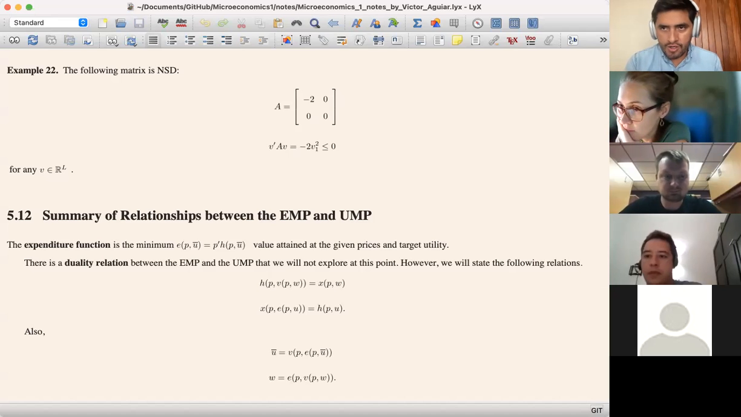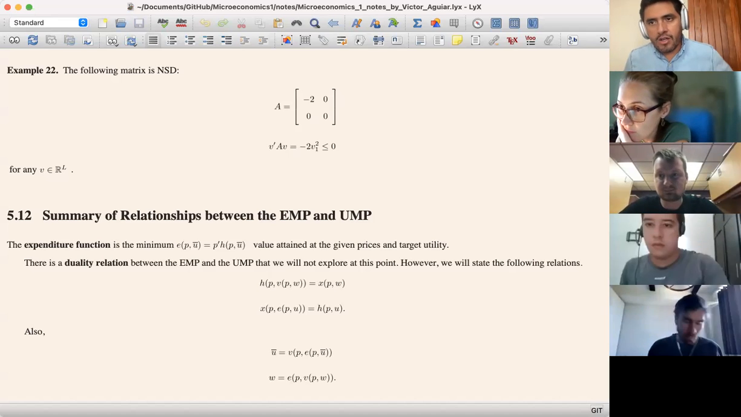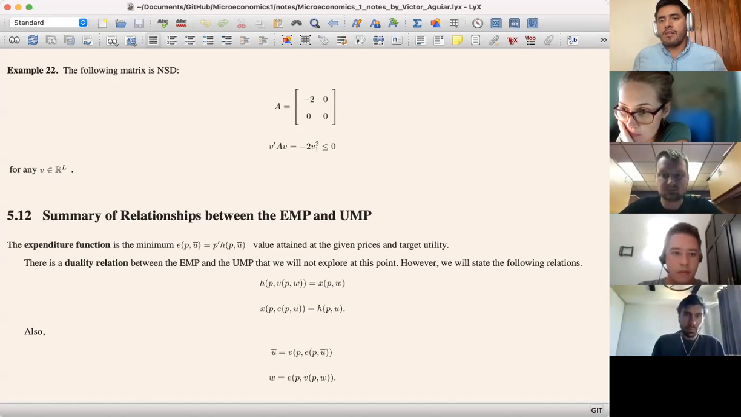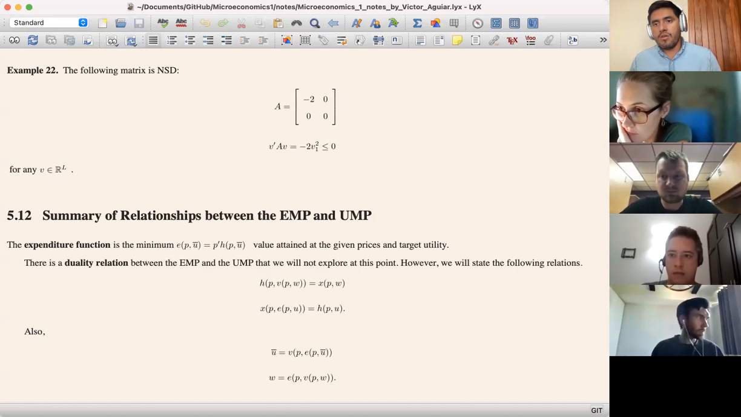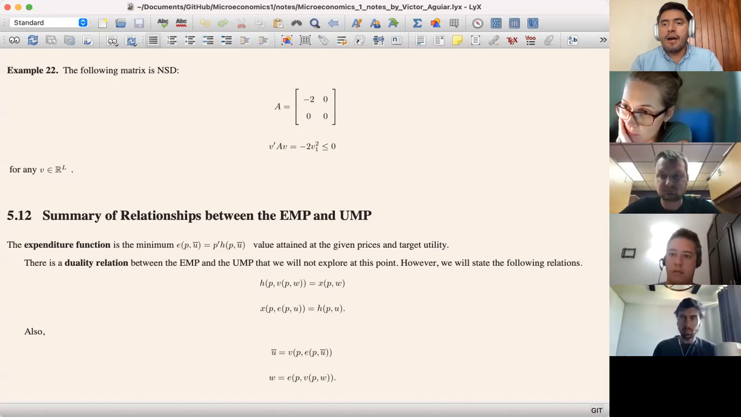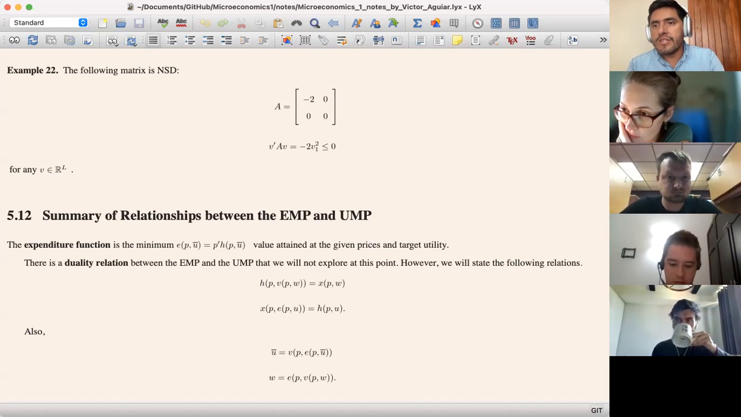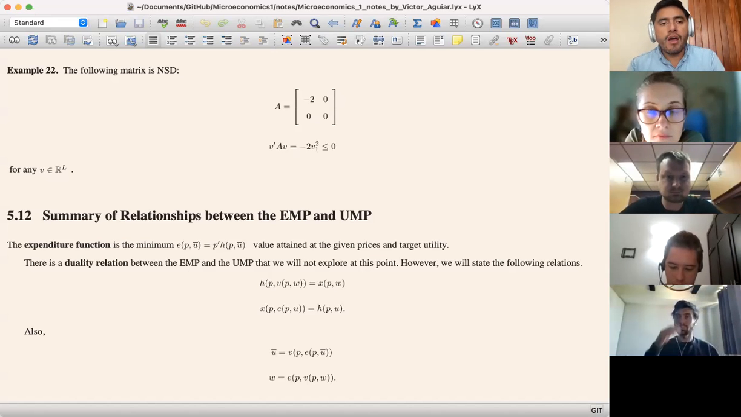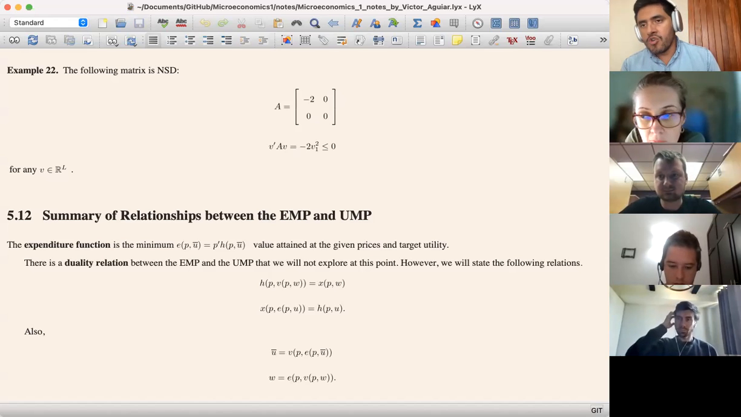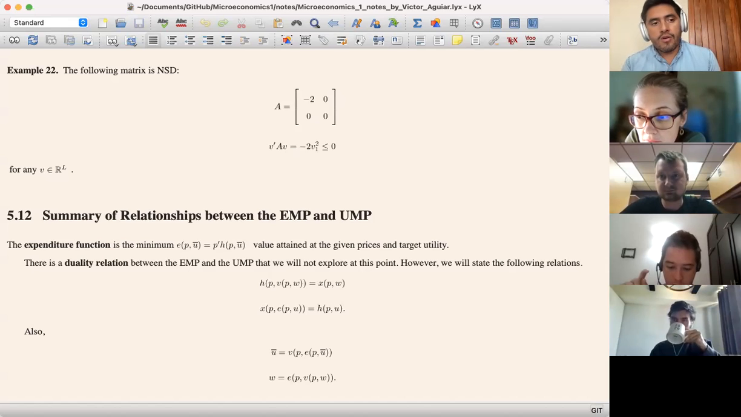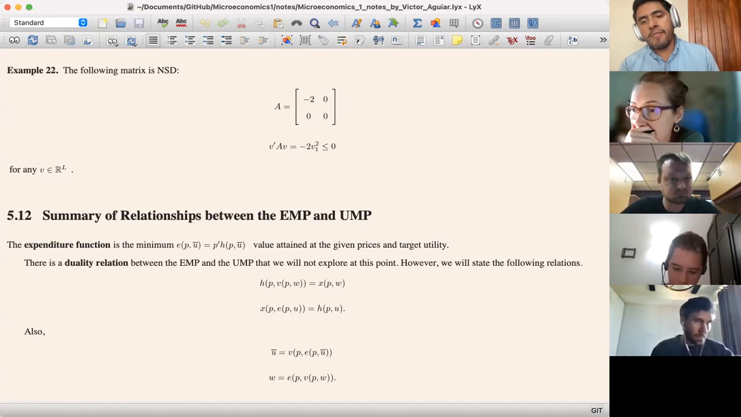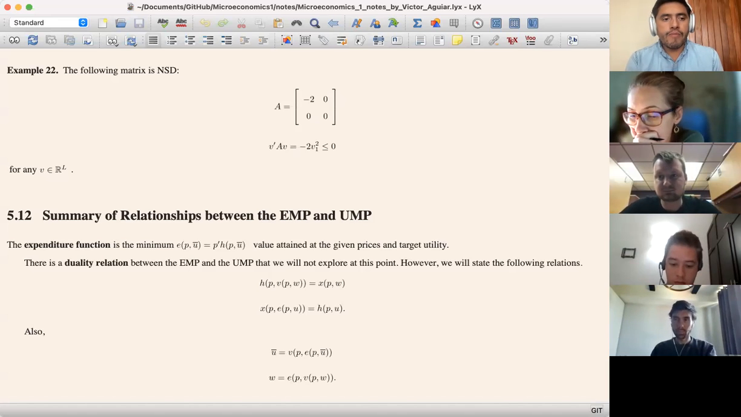So today we're gonna try to progress on this very long chapter. This is, I think, the longest chapter of the whole class. And in particular, we're still dealing with a consumer problem, and we have introduced this expenditure minimization problem, and we're gonna summarize it today, right? So the summary of the relation between the expenditure minimization problem and the utility maximization problem.